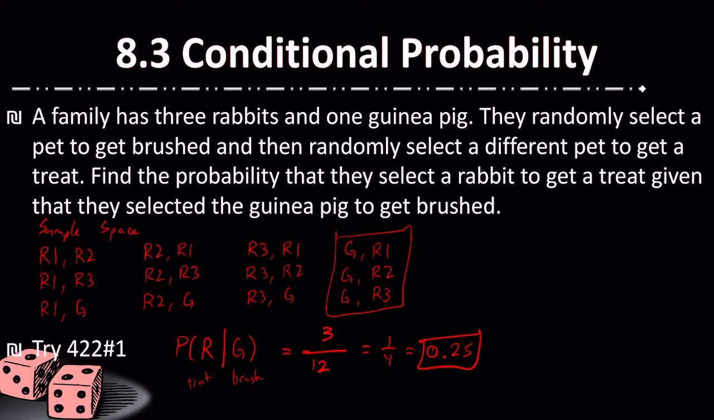Why don't you pause this and try number 1. For number 1, you have 2 veggies over 4 options, which gives you 0.5.